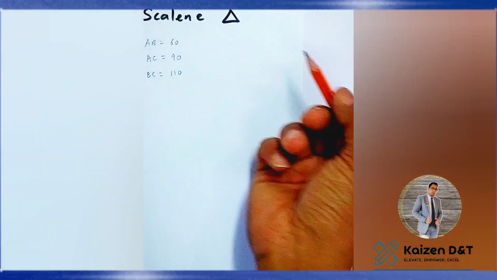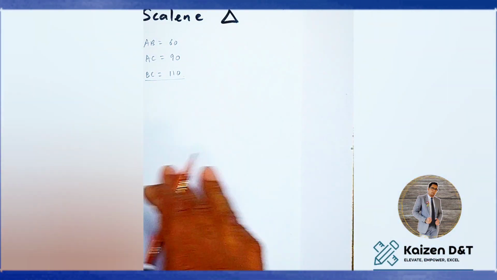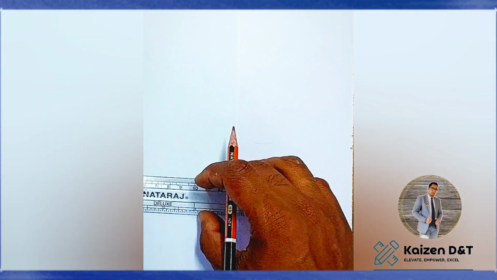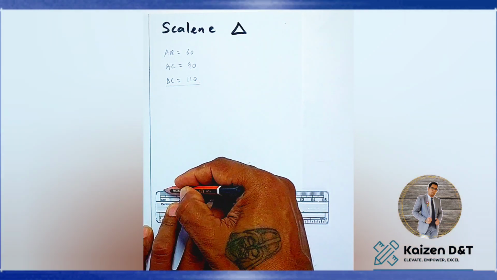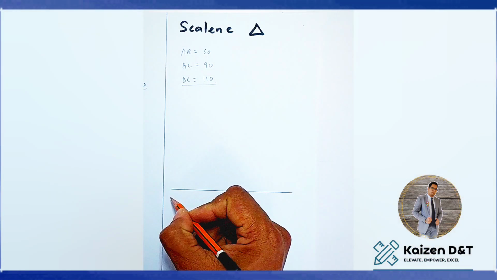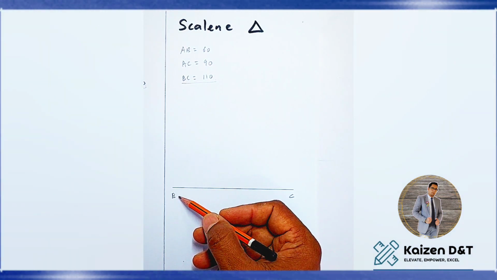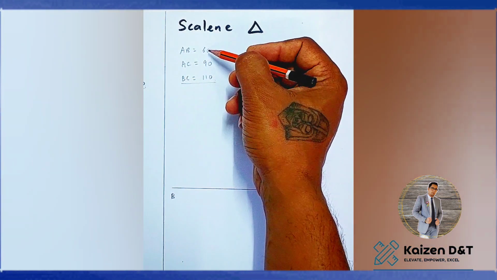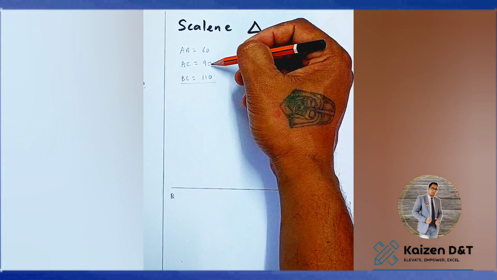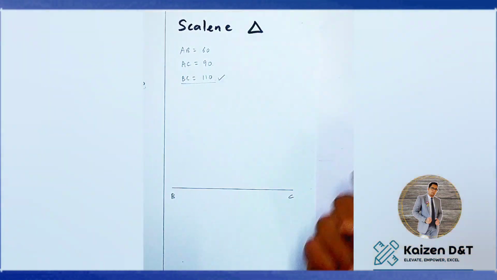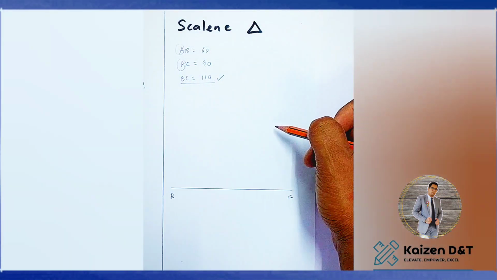So first of all, we can start by drawing the longest one. So this is BC. BC is 110 millimeters. So we draw BC. 110 is equal to 11 centimeters on our ruler. This is B and C. Now we know that the distance from B to A is 60, and the distance from C to A is 90. So what we do, we are going to locate A on these two dimensions.